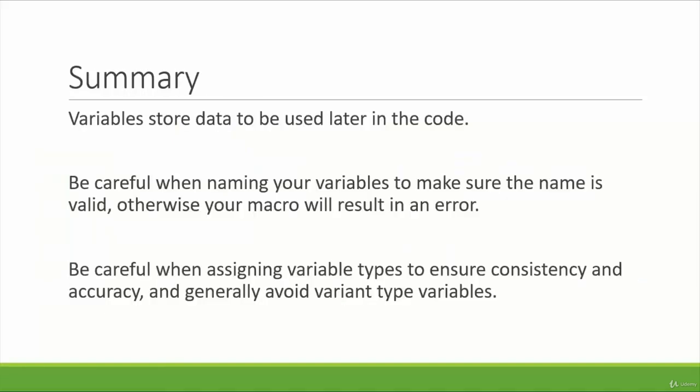In summary, we've learned that variables store values in the computer memory for us to use later on in our code. We have to be careful when naming our variables to avoid things like spaces and periods to ensure the name is valid. And we need to be careful when assigning variable types to ensure our data and code execution is accurate and consistent. Now that we understand the idea of variables, we can start to use them in our code.